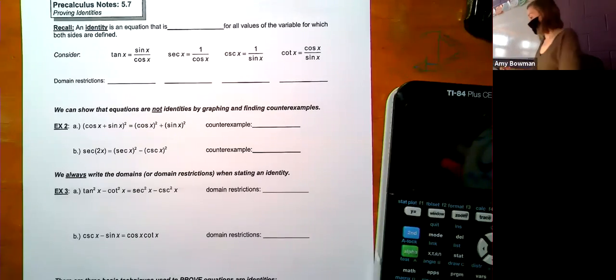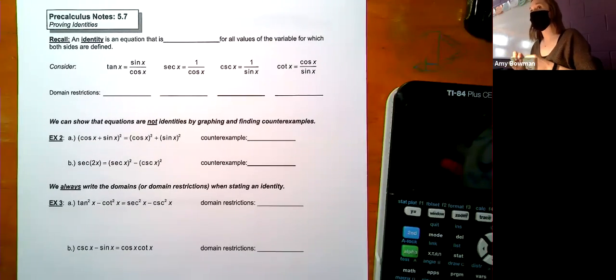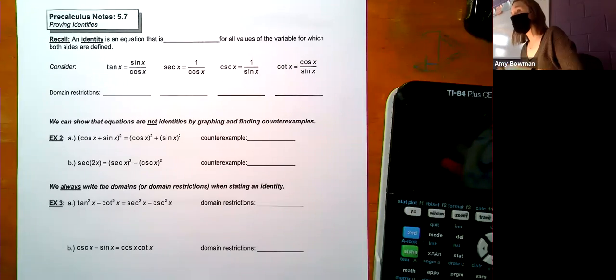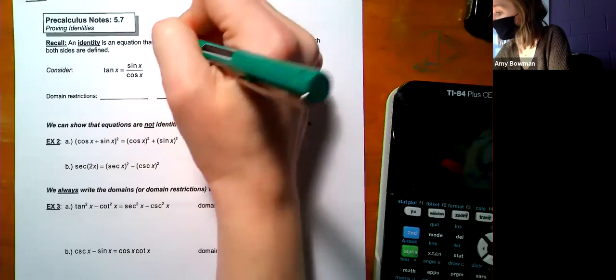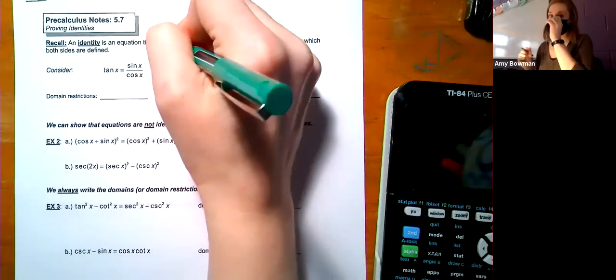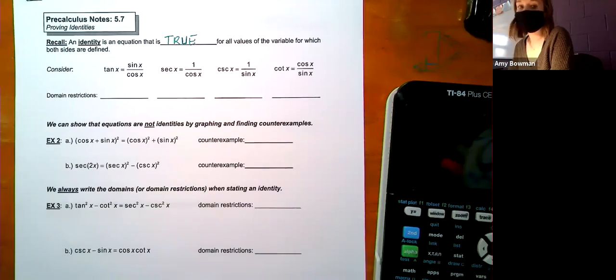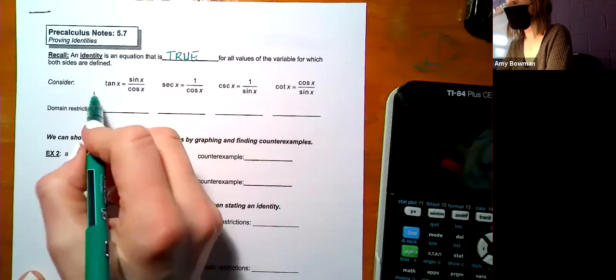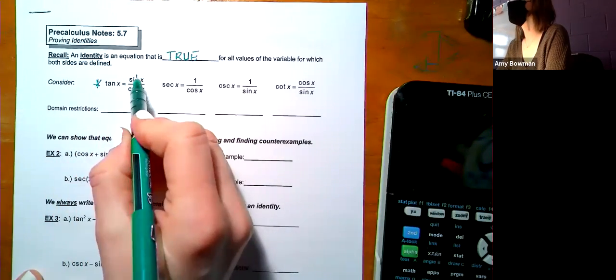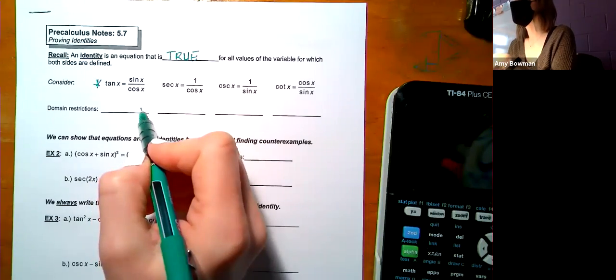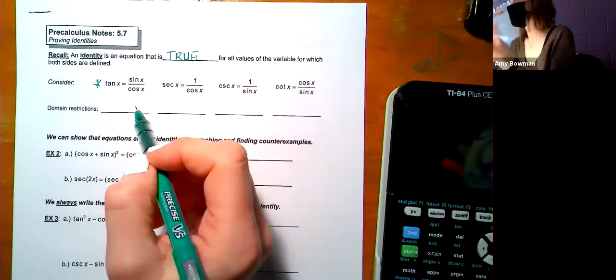You've done it before. To recap, an identity, as we did last class, is an equation that is true. One side equals the other side for all values that both sides are defined for. That's why we state domain restrictions. Starting off, an important identity to remember is that tangent is the same as sine divided by cosine. When we state identities involving fractions, it's important to state the domain restrictions.